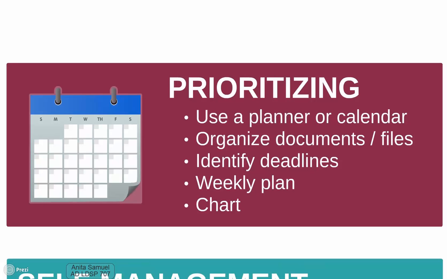Prioritizing. So use a planner or calendar. Can be on your phone, can be on your refrigerator, wherever you see it, and the one that keeps track of all your activities. Organize your documents and files. Now, this does not necessarily have to be paper documents and files. It's also the documents that you have online, the ones that you type out and you submit.